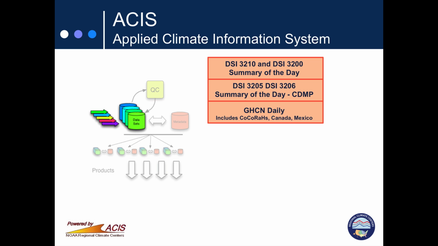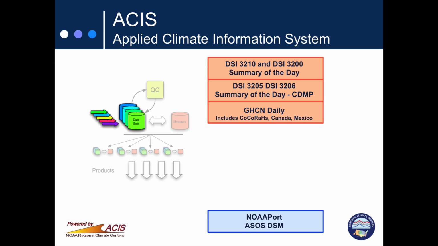The holdings in ACIS include observations from the CoCoRaHS network, Canada, Mexico, the Pacific Islands, and also the Caribbean. The RCCs also ingest data in real time. These data are made available to users only when GHCN daily observations are not available.